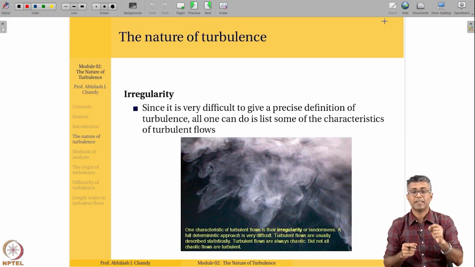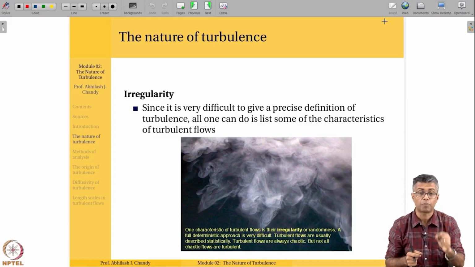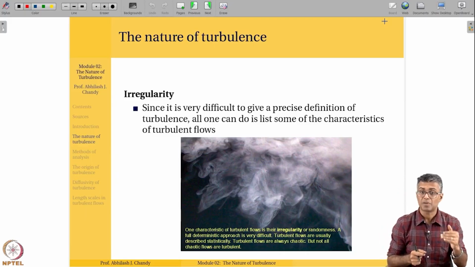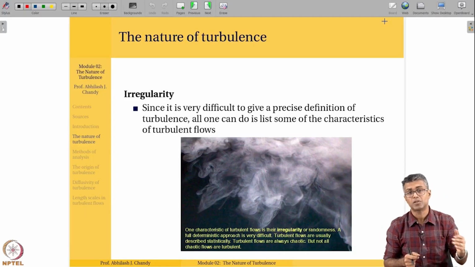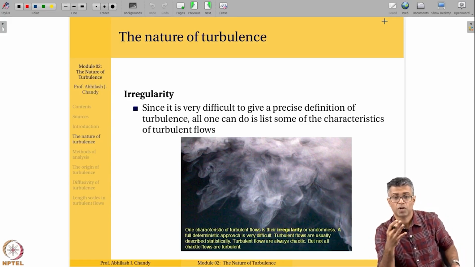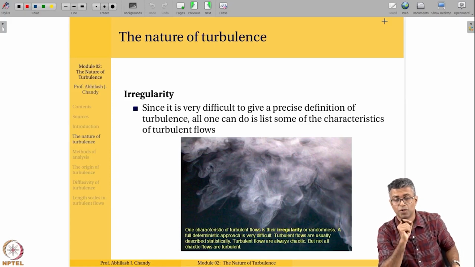And that is why they are arguing that a deterministic approach is difficult. Because if the flow is supposedly random, then how can a deterministic approach describe the flow, correct? So turbulent flows, according to them, are always chaotic. But again, not all chaotic flows are turbulent. So that understanding was there. But the fact that they described the flow as random, that has to be noted here.